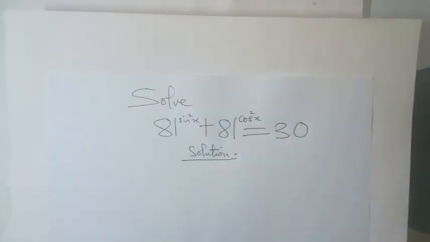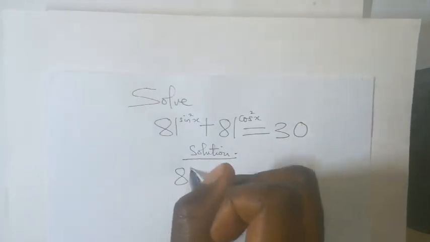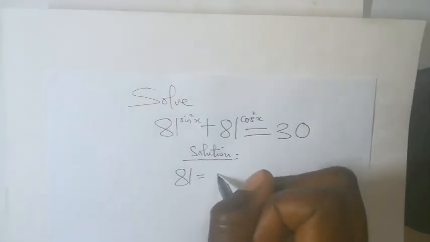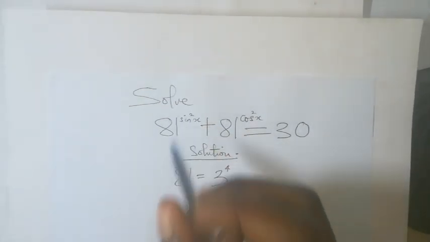You see, there are few ways, or so many ways, but the best way to solve this question is to use trigonometric identities, since it involves trigonometric identities. But before that, we know that 81 is the same thing as what? 3 to the power of 4. You get it? So I'm going to substitute it here.